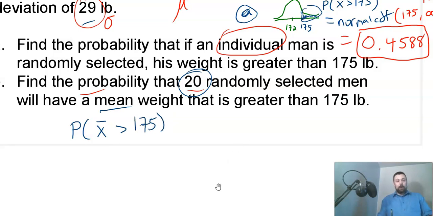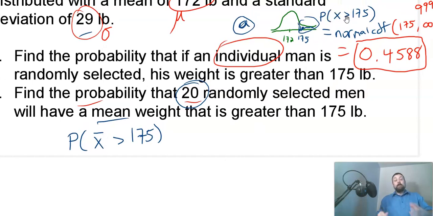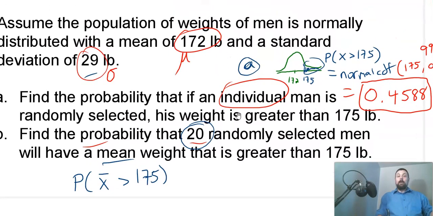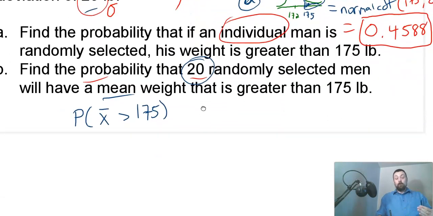Contrast that with how I wrote the probability up here. I just used X because there we're talking about an individual, and X represents the weights of individuals. It's the random variable. But for part B, I'm not finding the probability for an individual. I'm finding the probability of a mean of that random variable for samples of size 20. The sample size is 20 here, which is not bigger than 30, but that's okay because the original population had a normal distribution to begin with, so the central limit theorem still works either way.